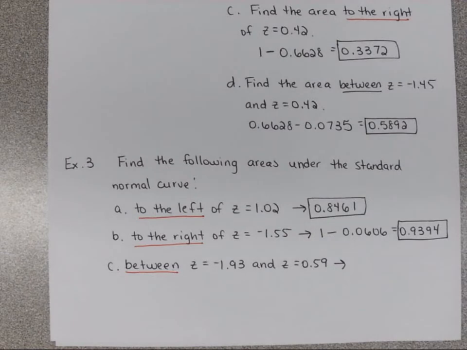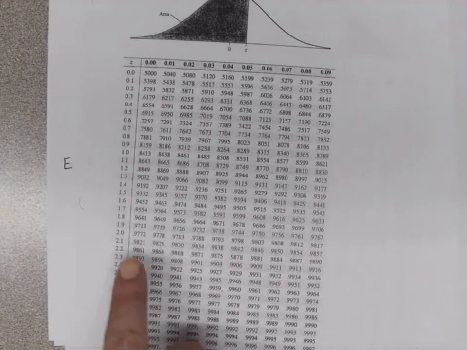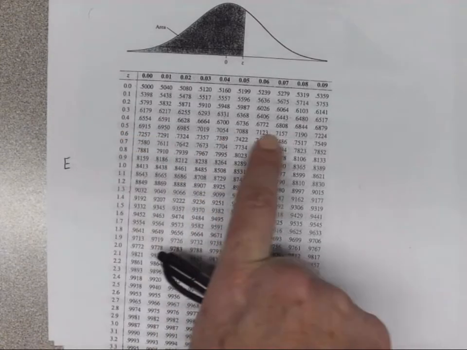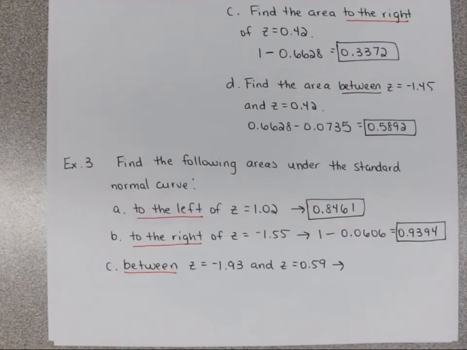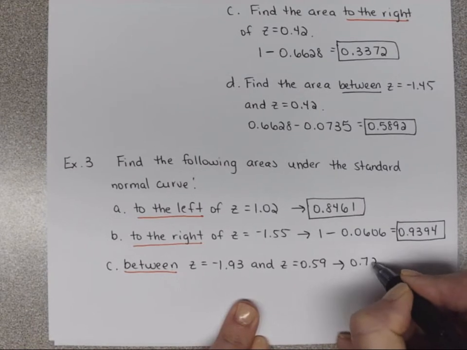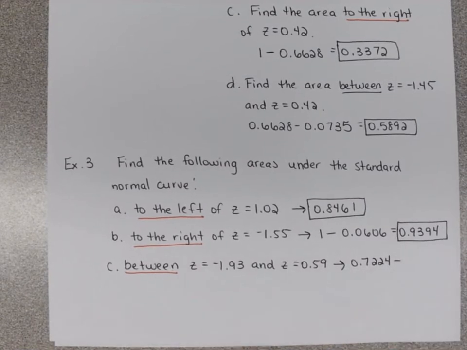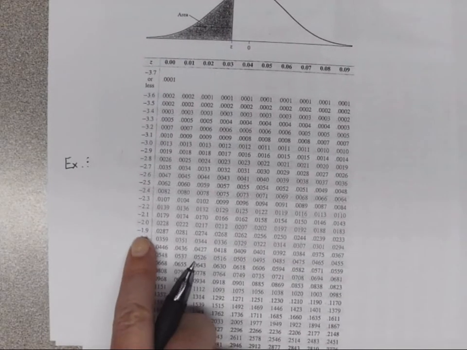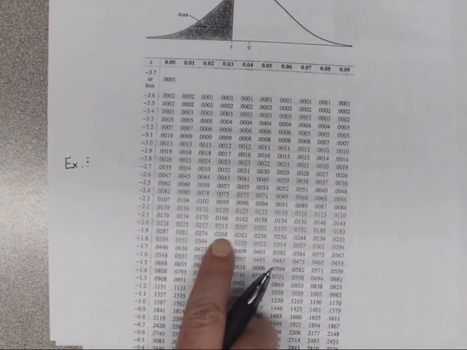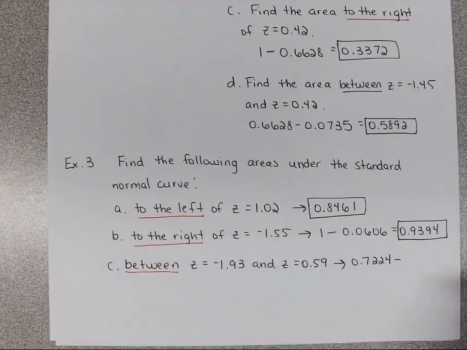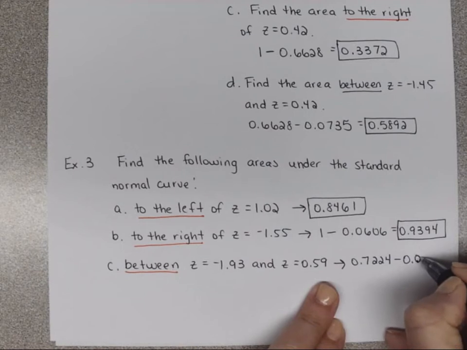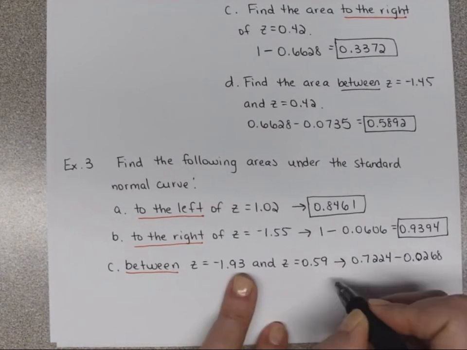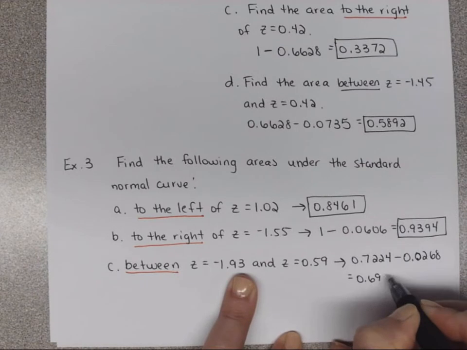So you're going to look at your chart for both values. You're going to look at z equals 0.59. So find 0.5, scroll over to 0.9 and you get 0.7224. But then you're going to subtract off what you get when you look at negative 1.93. So flip it over to the negative side. Negative 1.93 would be, find negative 1.9 first, and then the 0.03, and it's 0.0268. So if you subtract those, you'll get 0.6956.